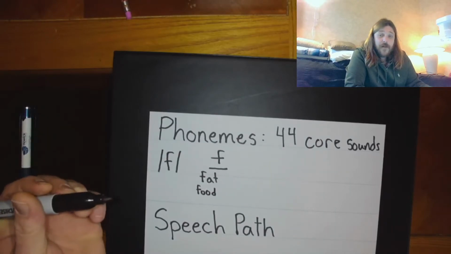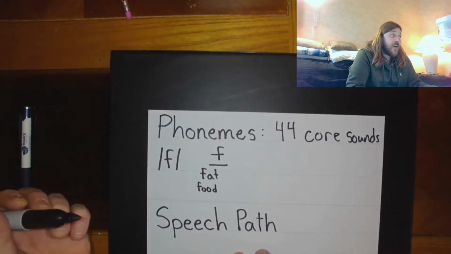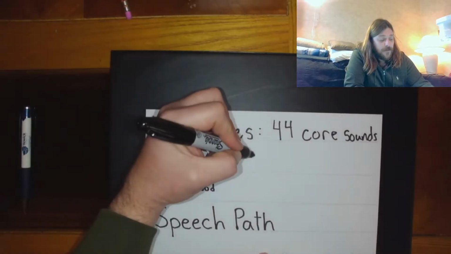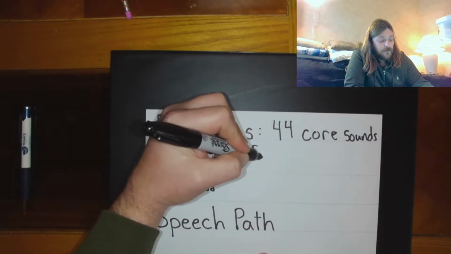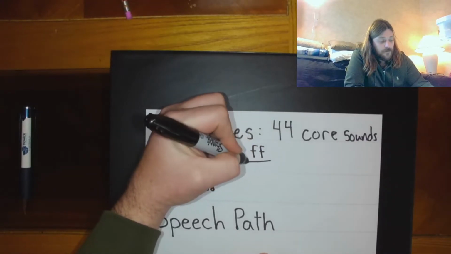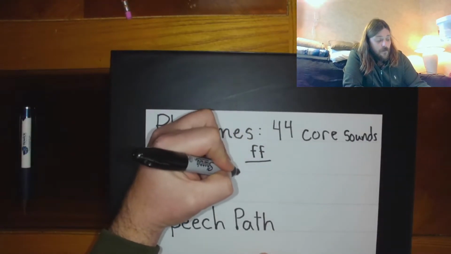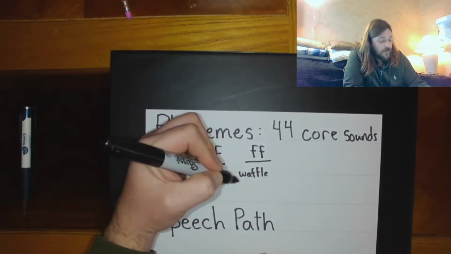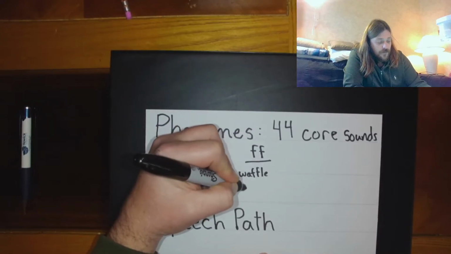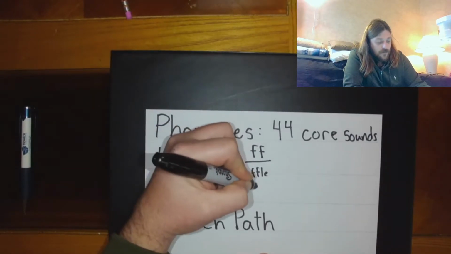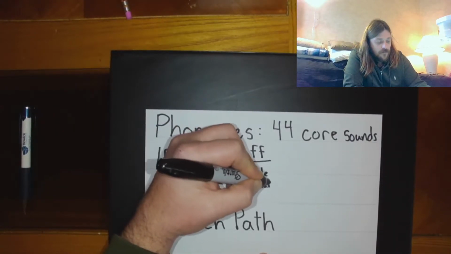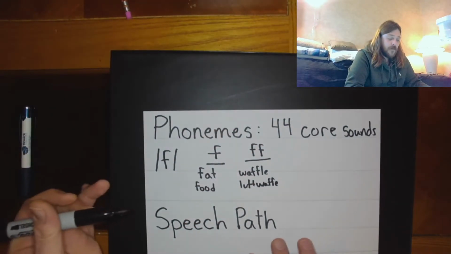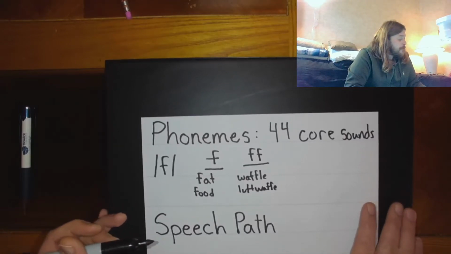Now, there could also be a digraph way. So di means two. There's a double F, like waffle or Luftwaffe. Luftwaffe, German Air Force. All right.